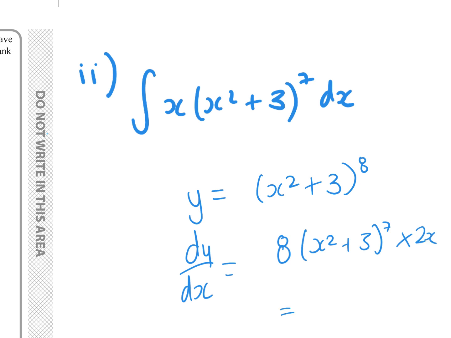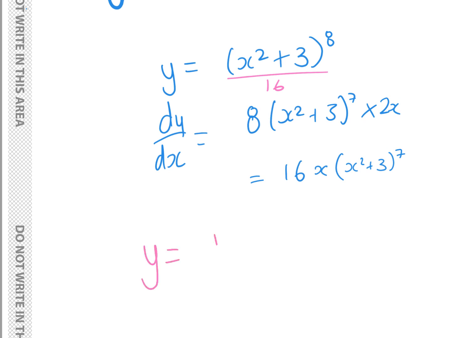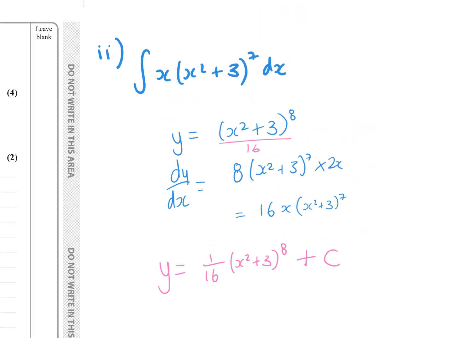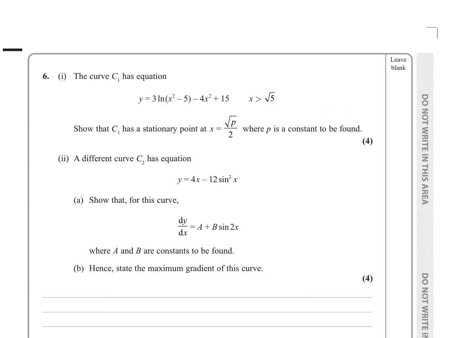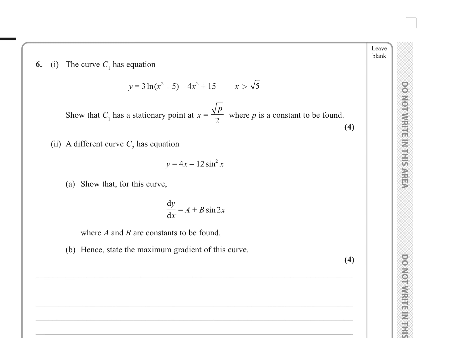So I actually get 16x bracket x squared plus 3 to the 7. Now if I compare, I actually want 1x, not 16. So what do I need to do to my assumption? Divide by 16. So my answer is y equals 1 over 16 bracket x squared plus 3 to the power of 8, and we have to write plus c. Perfect. Nice, easy 2 marks. To be honest though, I can't believe that was just 2 marks. Brilliant.